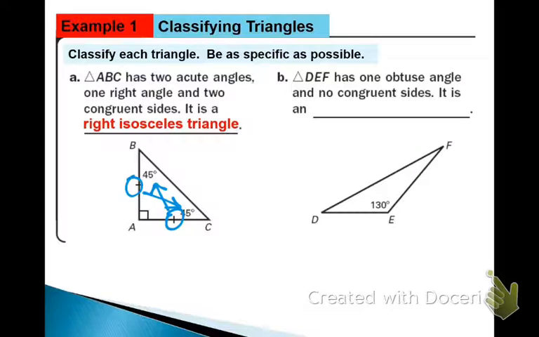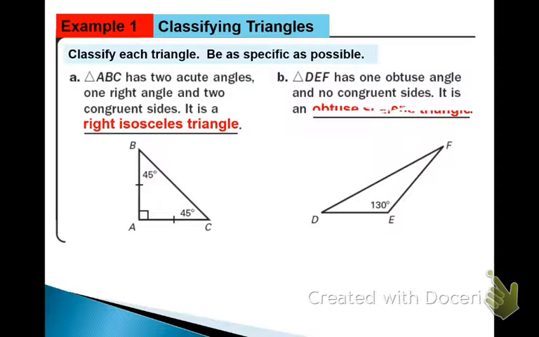In the second problem, triangle DEF has one obtuse angle and no congruent sides. So let's classify it first by angles. What do we classify it by angles? Obtuse, because of the obtuse angle. And then what do we call it when it has no congruent sides?